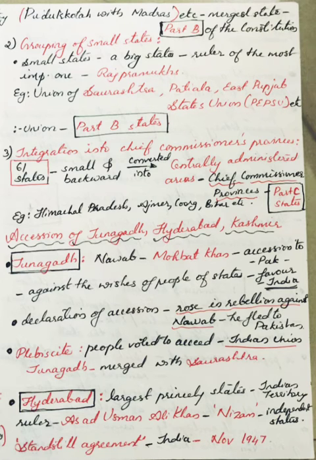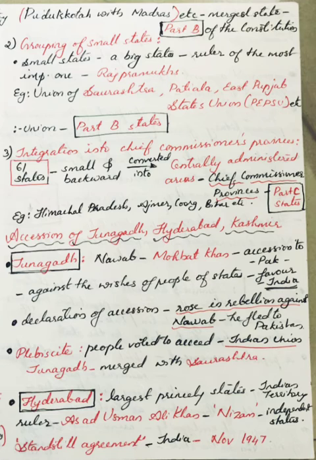With regard to Hyderabad, the largest of the princely states, it was surrounded by Indian territory. Its ruler, Asad Usman Ali Khan, the Nizam, wanted an independent status. So this Nizam didn't want to join either India or Pakistan. He wanted the state of Hyderabad as its own. For that, this Nizam made a standstill agreement.